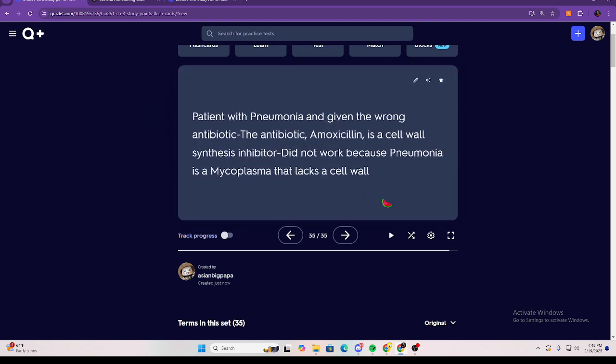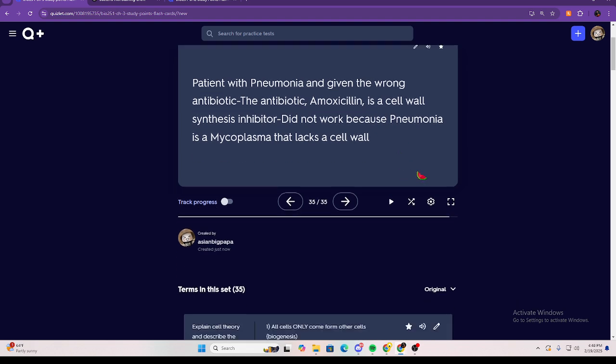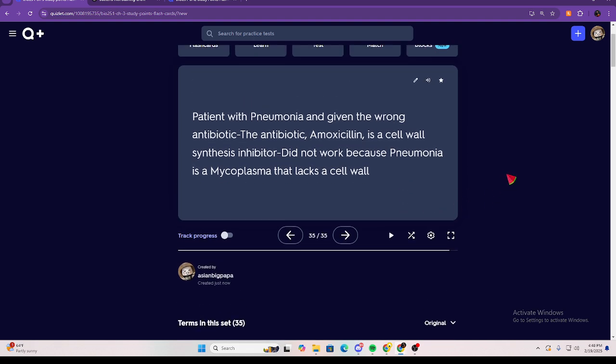And then understand the case study. In this case study, there's a patient with pneumonia and they were given the wrong antibiotic initially. The antibiotic was amoxicillin, which is basically a cell wall synthesis inhibitor. Why didn't it work? It did not work because the pneumonia was caused by a mycoplasma that lacks a cell wall. So amoxicillin will not work against bacteria that doesn't have a cell wall, because there's no cell wall to inhibit. Does that make sense?